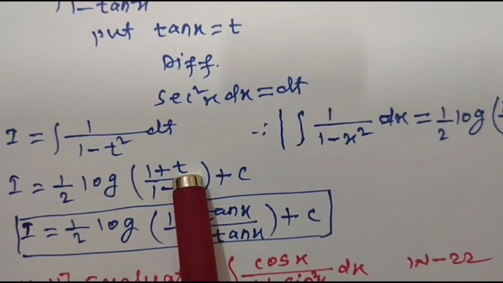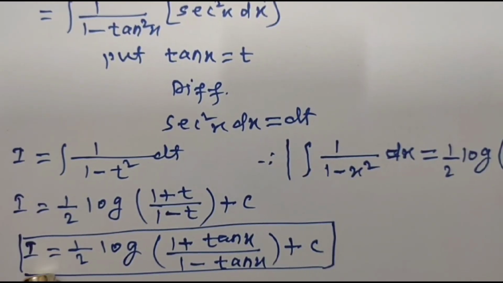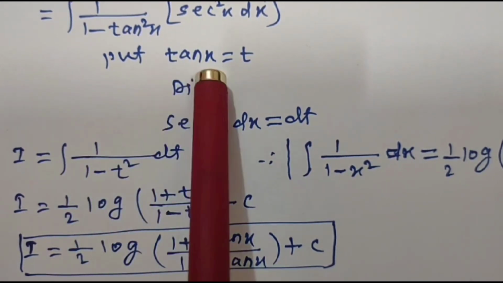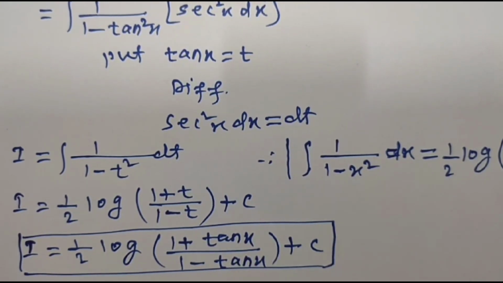And then t is the new variable. We want the answer in the old variable, and the old variable is x. So I is equal to half of logarithm of, in brackets, 1 plus tan x divided by 1 minus tan x, replacing t by tan x from here, plus integral constant c. So this is the solution, and this is the final answer, the value of integral I.